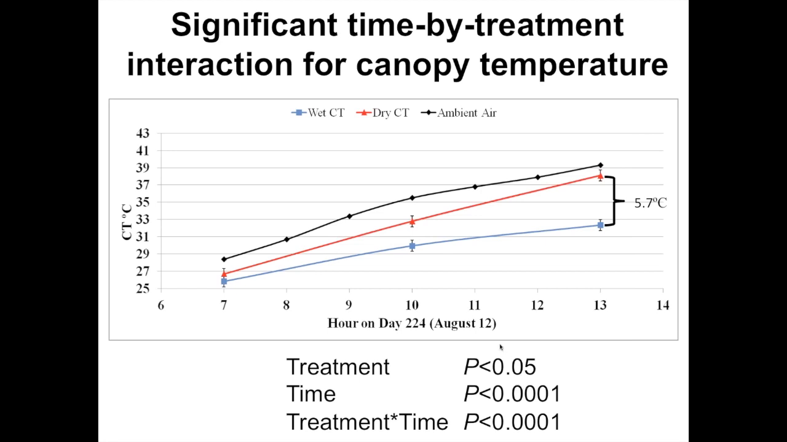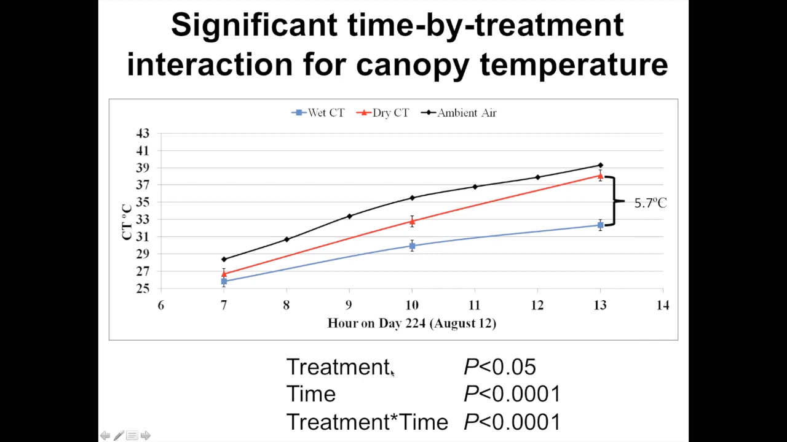And this is, if you will, a proof of concept. Here we have the red line, which is the population mean for the 100 recombinant inbred lines for the drought, the dry treatment, and this is canopy temperature. The x-axis is hour, ranging from 10 a.m. to 1 p.m., and the y-axis is canopy temperature in degrees Celsius. The blue line is the wet plots, our control plots, and you can tell that the canopy temperature is much cooler on average for the population mean. The black line is the ambient air.